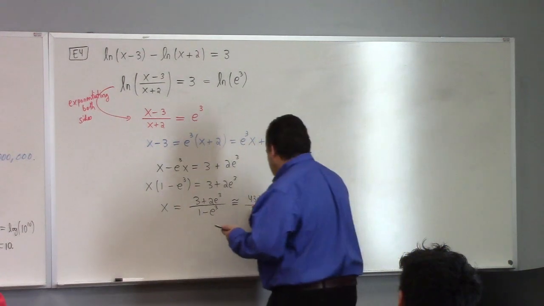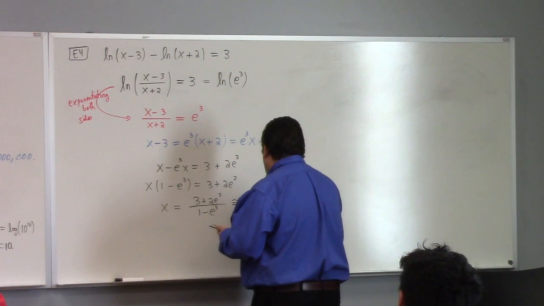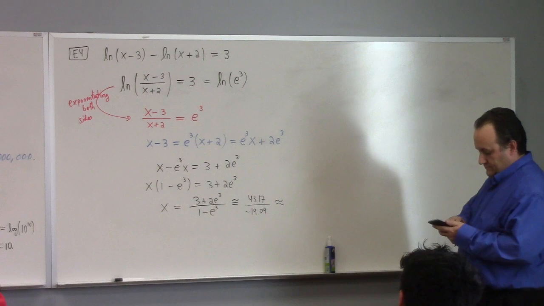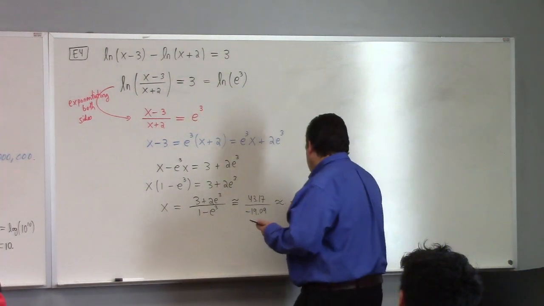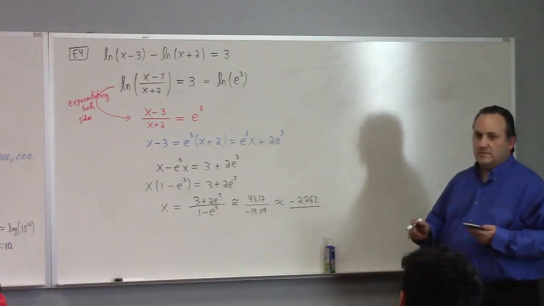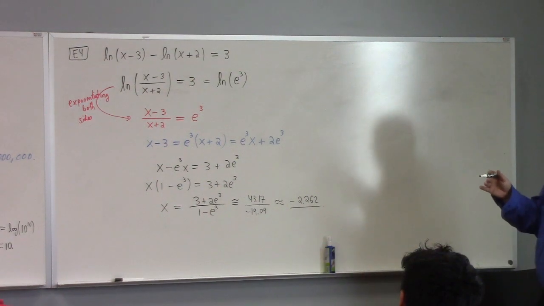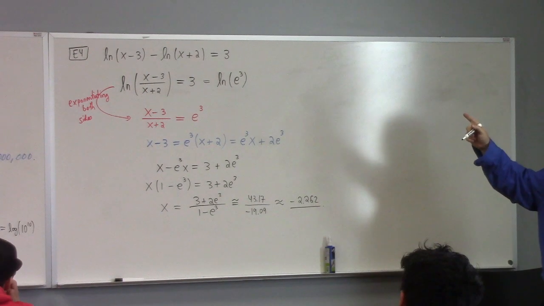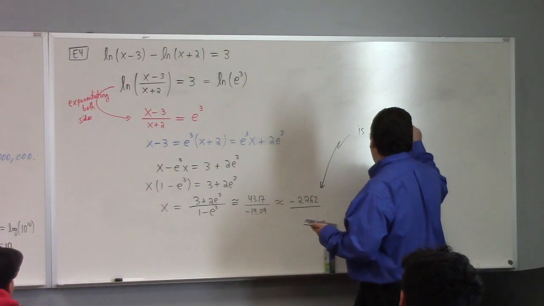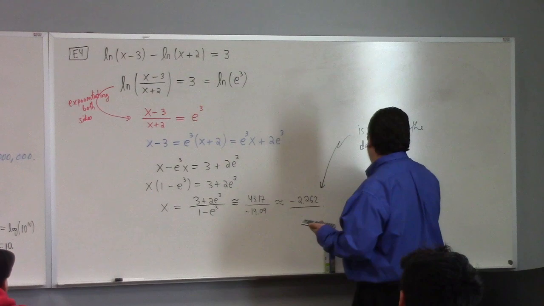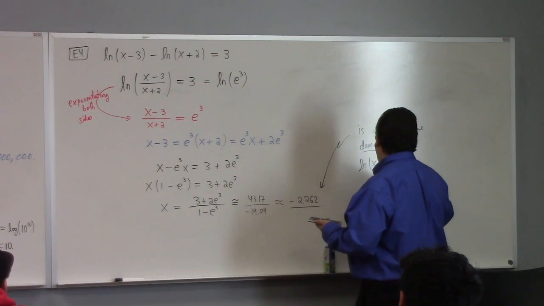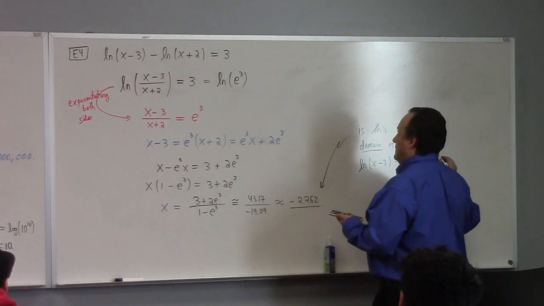And I get a minus 19.09 downstairs, which is approximately, what do you say, Michael? Negative 2.26. Yeah, minus 2.262, let's say. Question, is that disqualifying? Or is that okay for our original? Is that in the domain of the original equation? Is this in the domain of natural log of x minus 3 minus the natural log of x plus 2 equals 3?